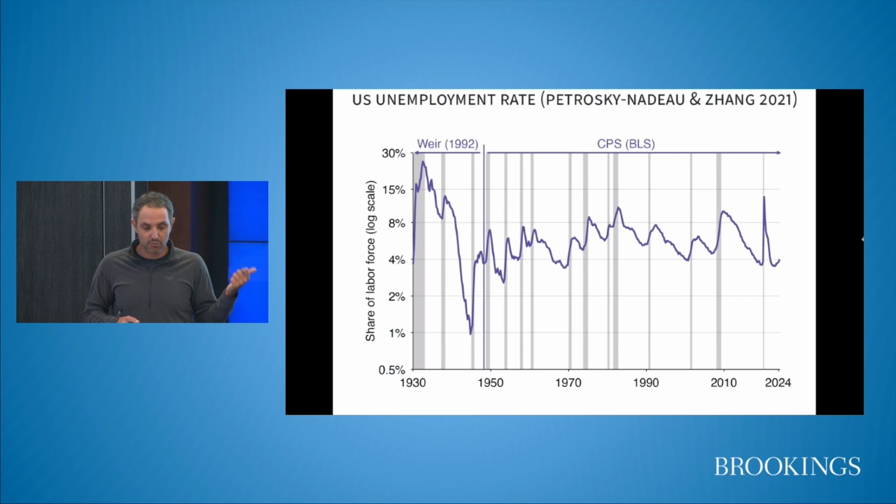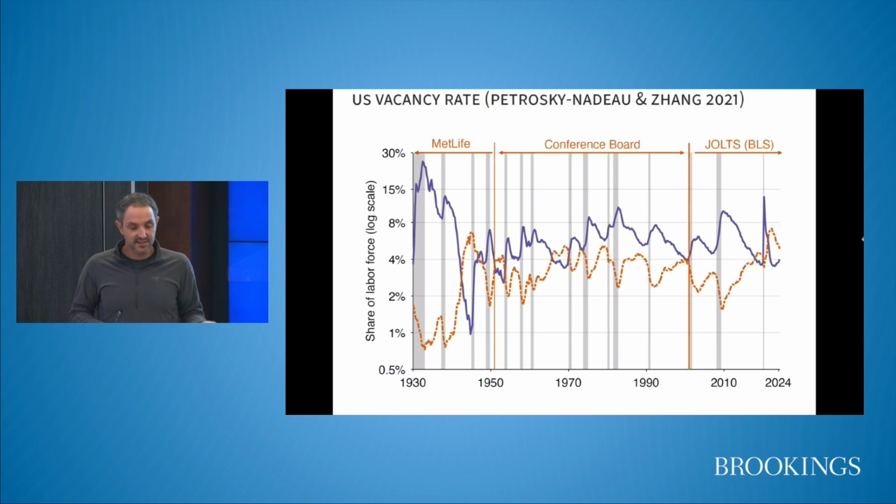Here I'm just giving you the primary sources. Before 1948, the unemployment rate was computed by David Weir. After 1948, this is just BLS data obtained from the CPS. For vacancies, you have three different sources. Before 1951, it's the Metropolitan Life help wanted advertising index. Between 1951 and 2000, it's the Conference Board help wanted advertising index. And since 2001, the BLS computes vacancies through the JOLTS.